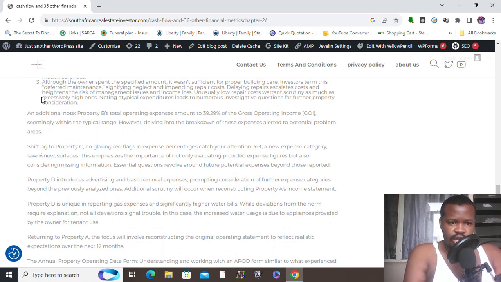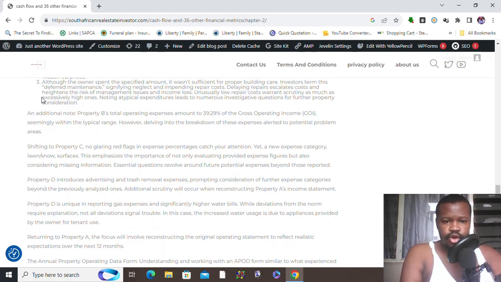Shifting to Property C, no glaring red flags in expense percentages catch your attention, yet a new expense category, grass, surfaces. This emphasizes the importance of not only evaluating provided expense figures, but also considering misleading information. Essential questions revolve around future potential expenses beyond those reported. Property D introduces advertising and trash removal expenses, prompting consideration of further expense categories beyond the previously analyzed ones.